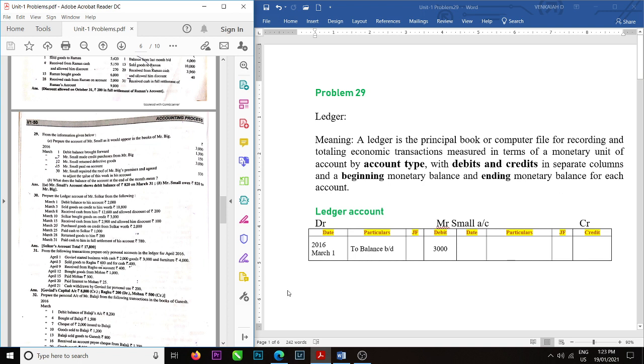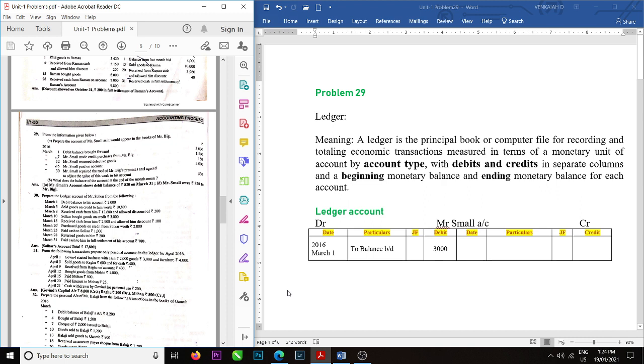Welcome. Problem number 29. We are preparing ledger accounts. After journal entries, the next step is ledger accounts. Ledger accounts are the summary of accounts. All one type of account should be written at one place, that is called a ledger.